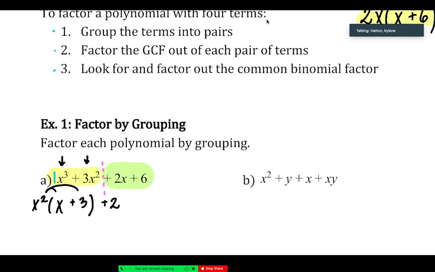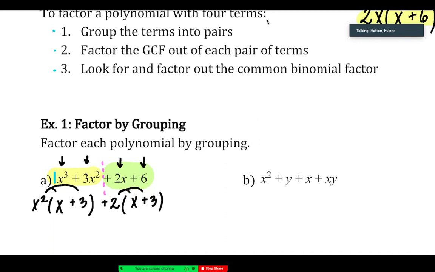And then for what stays inside my parentheses, I have to think what's left over after I pull that 2 out. So 2 times what is going to get me back to 2x? Well, I would have to do 2 times x. And then 2 times what is going to get me back to 6? We'll have to do 2 times 3. So that would be x plus 3 inside the parentheses.